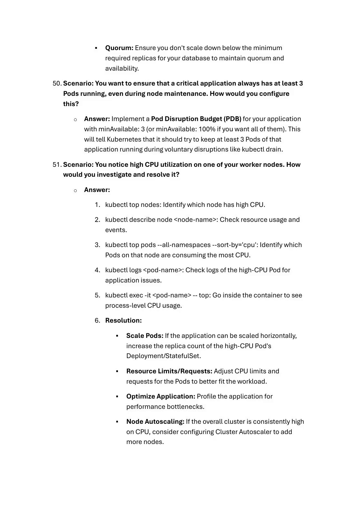51. Scenario. You notice high CPU utilization on one of your worker nodes. How would you investigate and resolve it? Answer. 1. kubectl top nodes. Identify which node has high CPU. 2. kubectl describe node. Check resource usage and events. 3. kubectl top pods --all-namespaces. Sort by CPU. Identify which pods on that node are consuming the most CPU. 4. kubectl logs. Check logs of the high CPU pod for application issues. 5. kubectl exec.